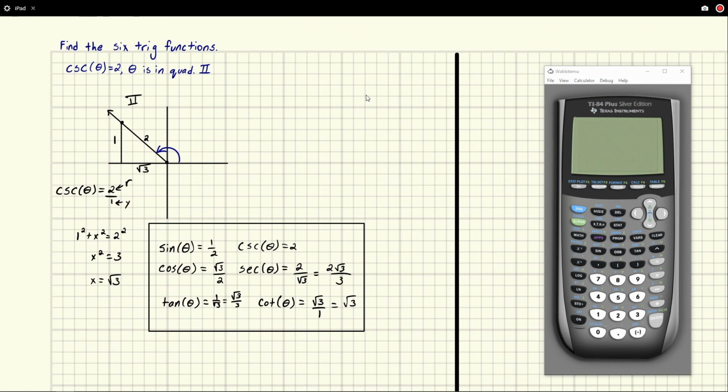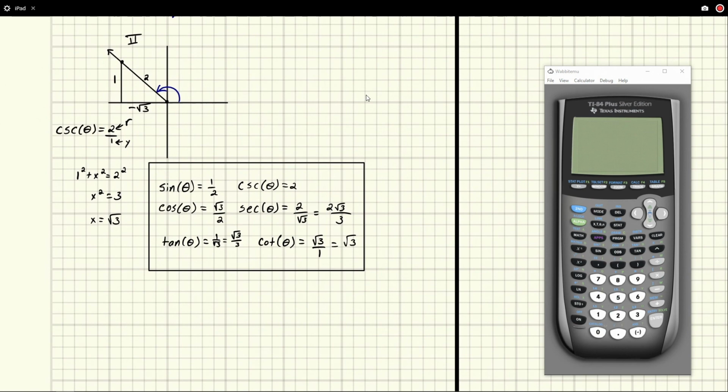And I just realized I made a critical mistake here. Because we know that we're going this direction, we know that this rad 3 is negative. So that means that wherever we have a rad 3 in these, they're all going to be negative. So this is going to be negative. This one's going to be negative. This one's going to be negative. This is negative. This is negative.